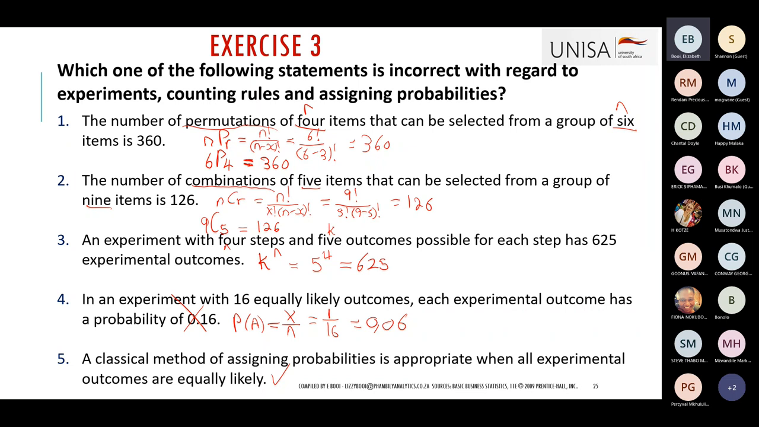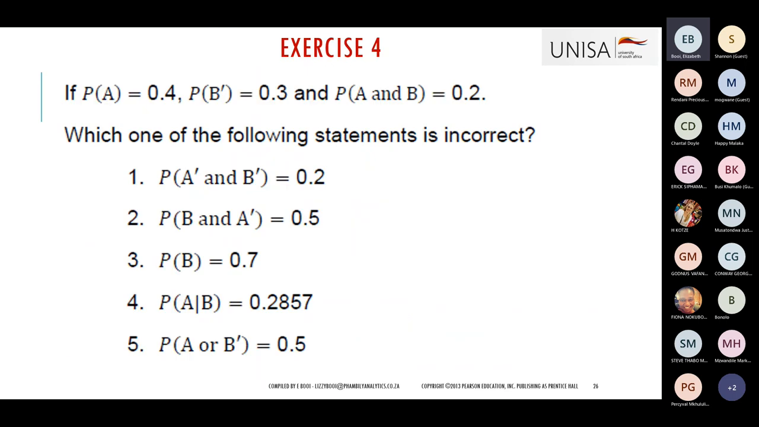Okay, so that is how you answer the questions relating to probabilities. Sometimes the question will look like this. You want to have a contingency table. If the probability of A is equal to 0.4, the probability of B complement is 0.3, and the probability of A and B is 0.2. Which one of the following statements is incorrect? So this is different to that, because this is the probability of A and this is the probability of A and B, A complement and B complement. This is also different. So there are two different. This is not the opposite of that, right?